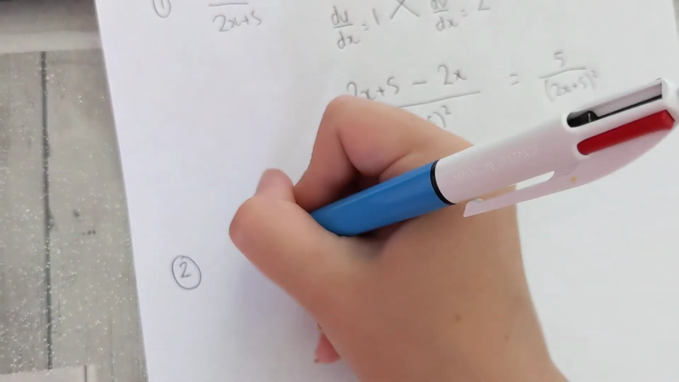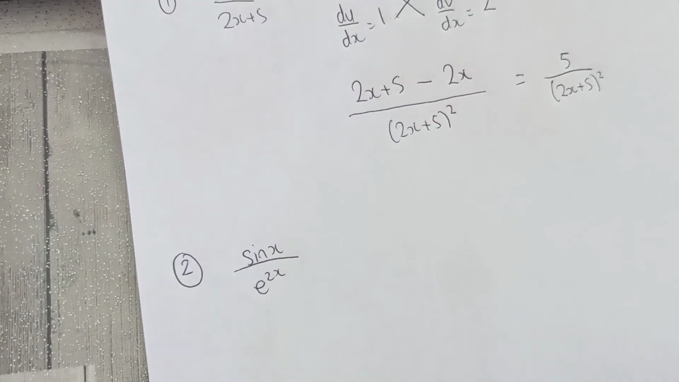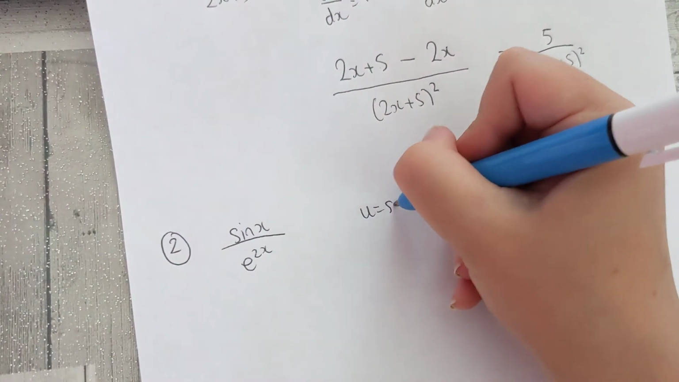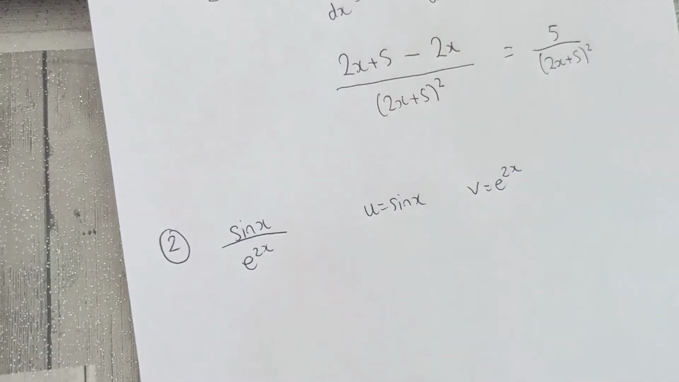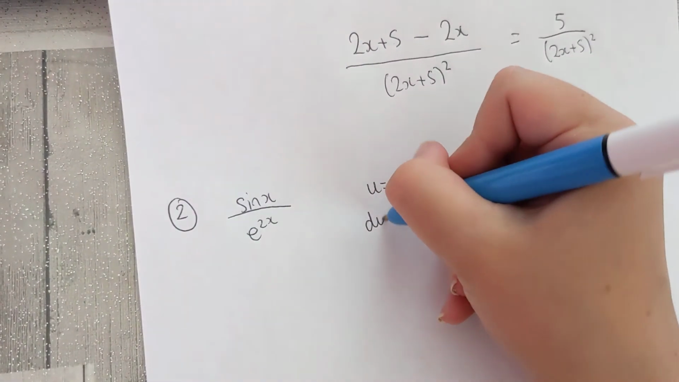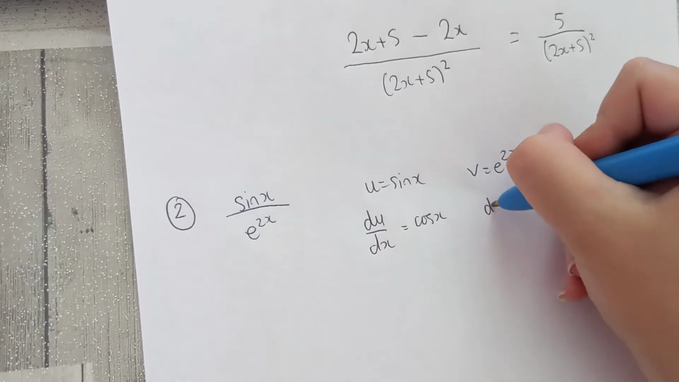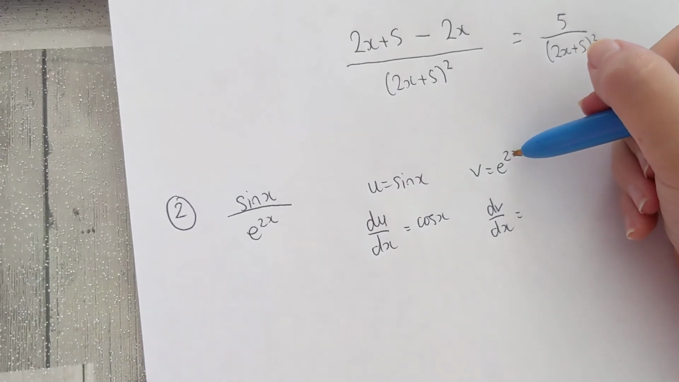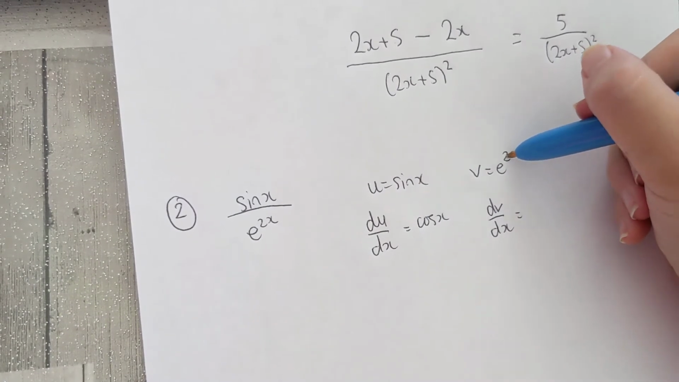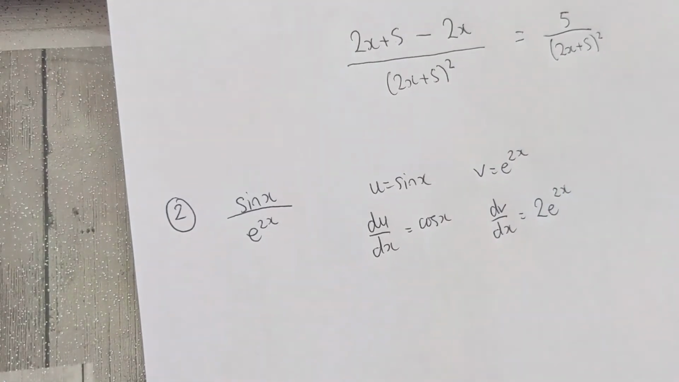So if we do the next one, we have got sine x over e to the 2x. You would say u equals sine x, v equals the bottom part, so e to the 2x. Differentiate both of those, so du by dx is equal to cos x, and dv by dx is going to be equal to, so this is one really that you should know straight away, you bring the 2 down in front and keep the power the same, so 2e to the 2x.